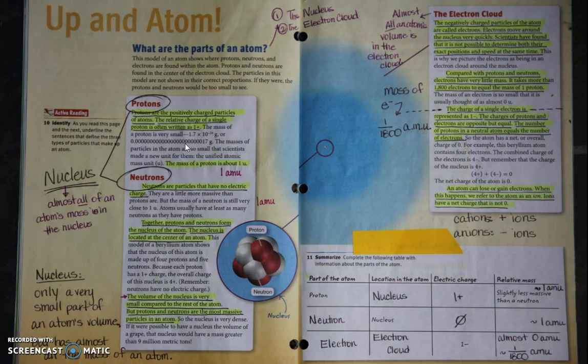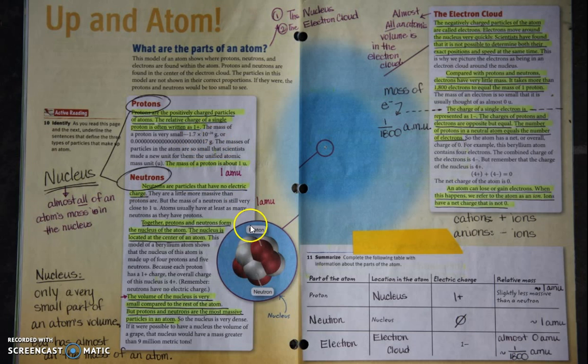Also in the nucleus are neutrons, and they have no electric charge. They are neutral. They're technically a little bit more massive than a proton, but basically they have about the same mass as a proton, about 1 AMU. Together, protons and neutrons form the nucleus of the atom. The nucleus is located at the center of the atom.